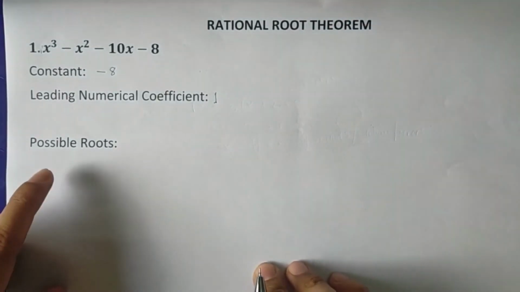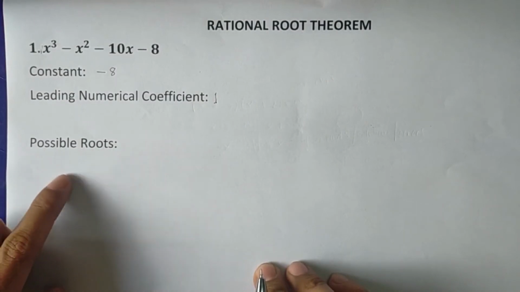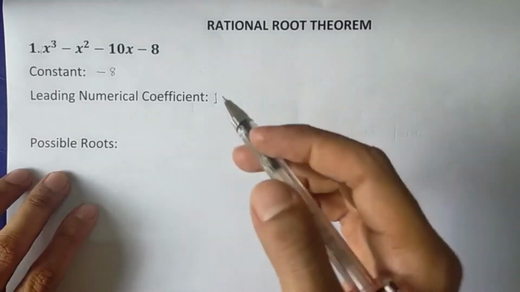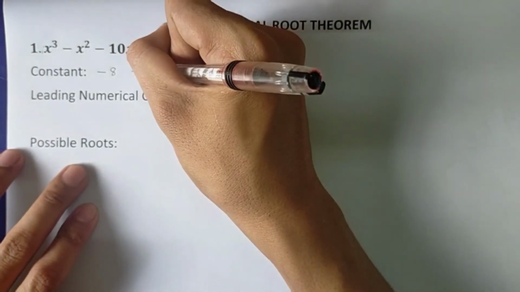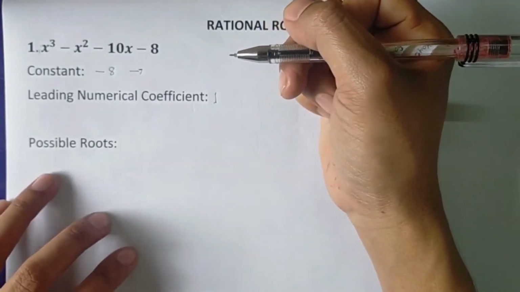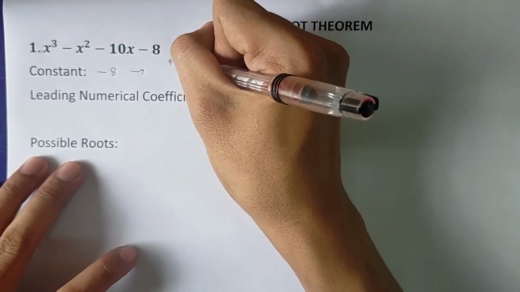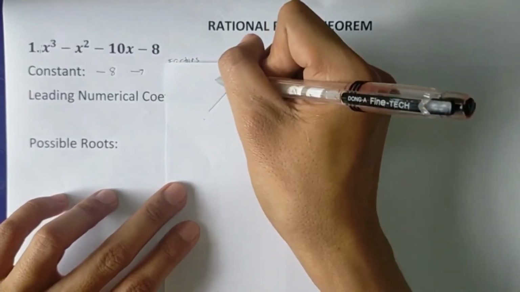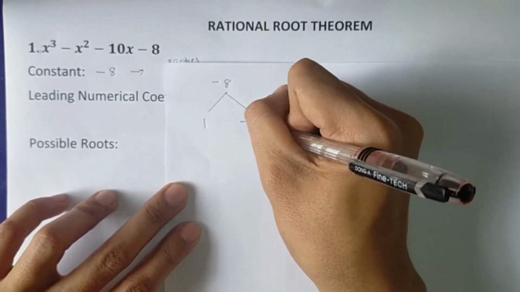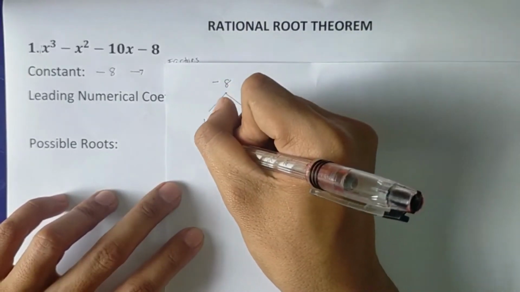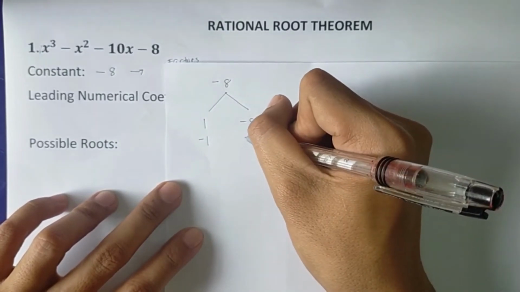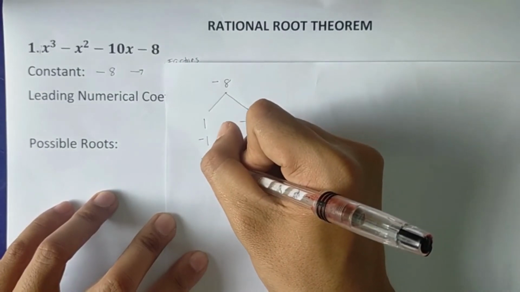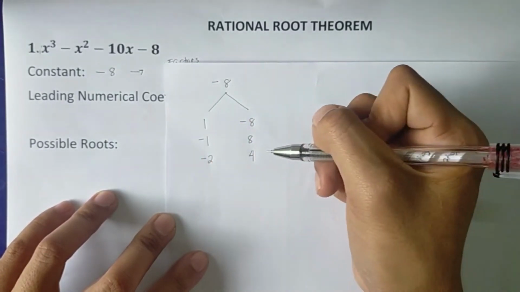Now, how do we get the possible roots? So, before that, in identifying the possible roots, let's get first factors of 8. What are factors of 8? So factors of 8 are, when you multiply, it is equal to 8. That is negative 8 rather. So 1 times negative 8. We have also negative 1 times positive 8. Right? Another one is negative 2 times positive 4.